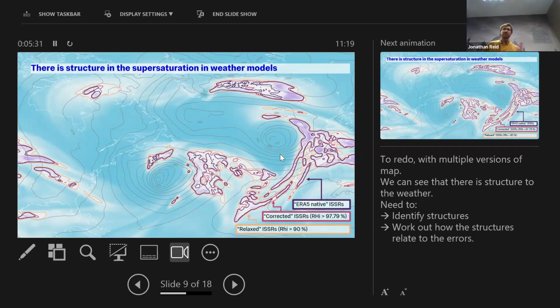Finally, the final threshold we apply is this relaxed threshold, which is motivated by seeing this structure. You see the filaments of humidity. So we just want to see what the impact is on the model biases and accuracy if we really relax this threshold and identify as many supersaturated regions as possible.